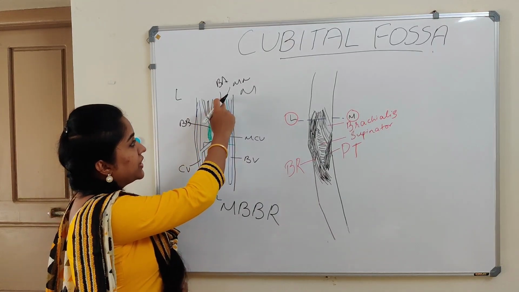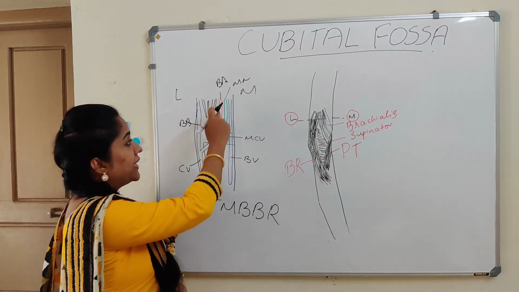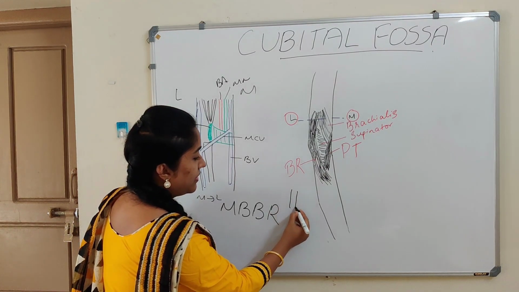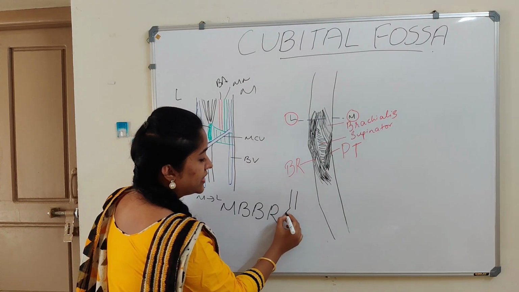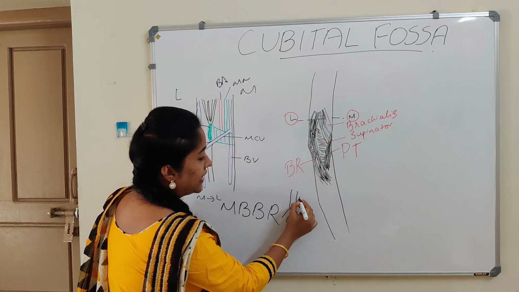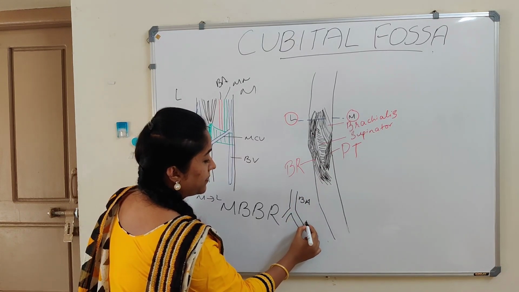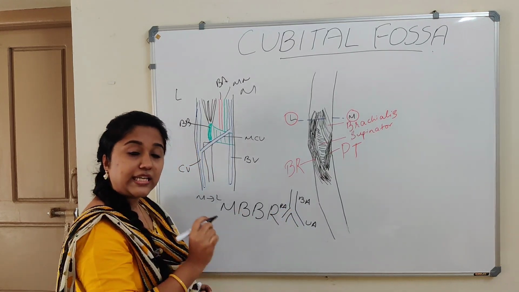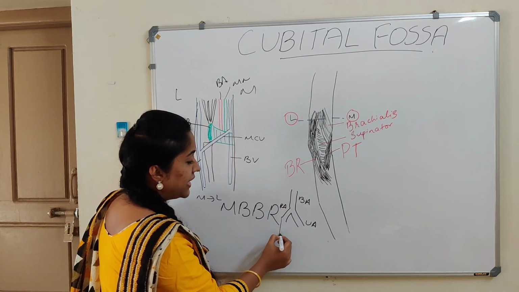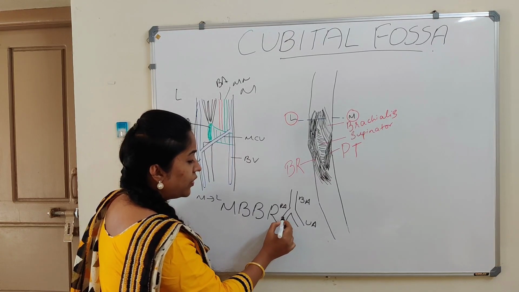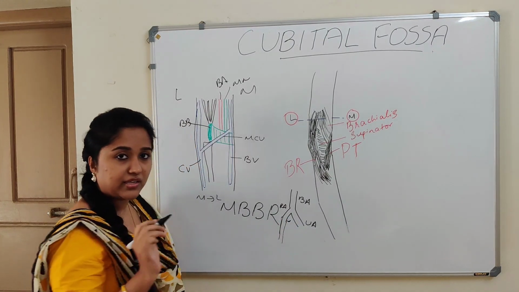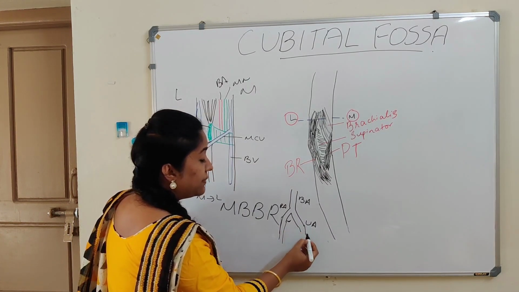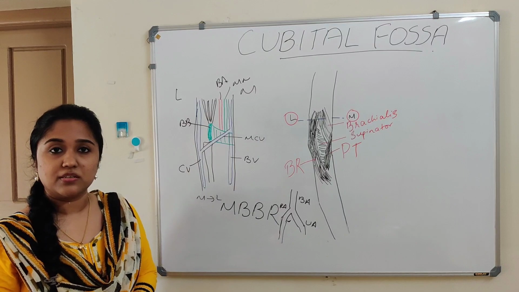The next content is the brachial artery. Brachial artery divides at the level of neck of radius. At the level of neck of radius, it divides into radial and ulnar artery. The radial artery leaves the cubital fossa through the apex and enters into the forearm. It also gives a branch, that is radial recurrent artery. Whereas ulnar artery passes deep to the deep head of pronator teres.